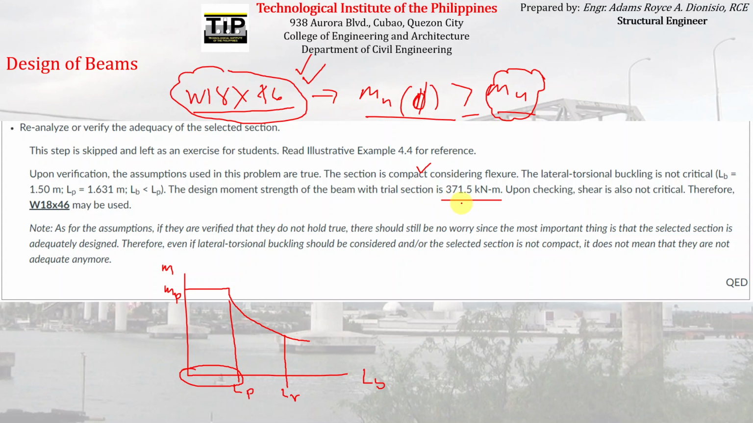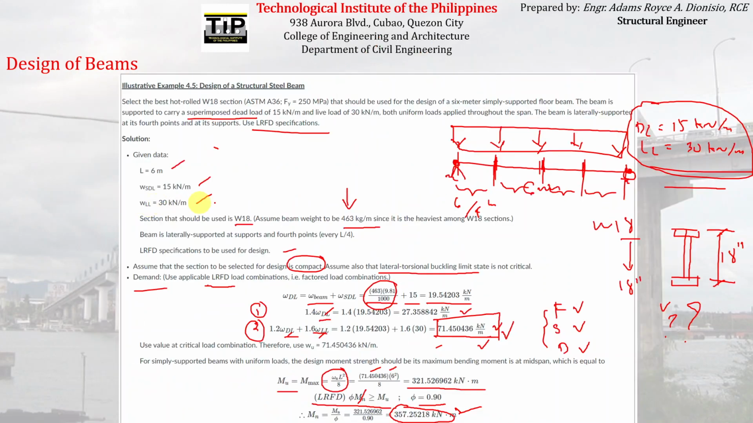So as you can remember, we have to check it as well with shear, as well as deflection, although we already considered deflection here on this part. So all that's left to do is the checking with respect to shear. Upon checking, shear is also not critical. So therefore, W18 may be used as the section that can withstand the given demand of superimposed dead load equal to 15 and live load equal to 30 kilonewton per meter.